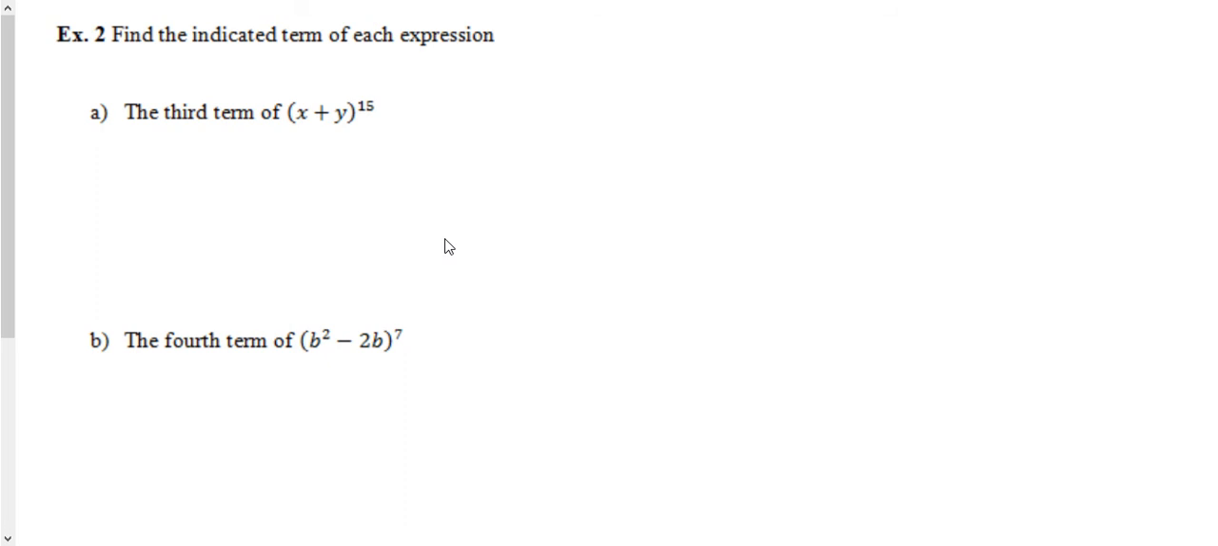Okay, in this next example, instead of writing out the full binomial theorem, what we're doing is writing down individual terms that we're looking for. So we have the expression (x + y) exponent 15, and we're looking for the third term in that expansion. If you had expanded that out fully, we're looking for that third term, whatever that is. We're going to do this a faster way.